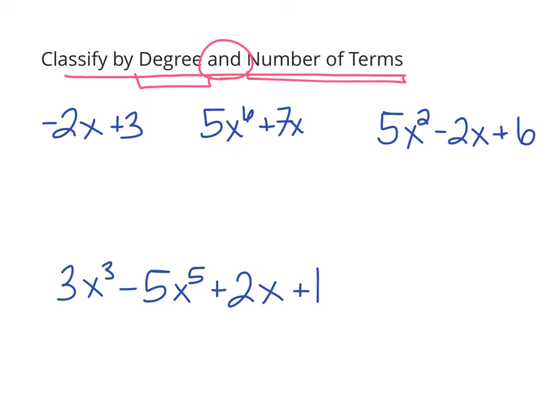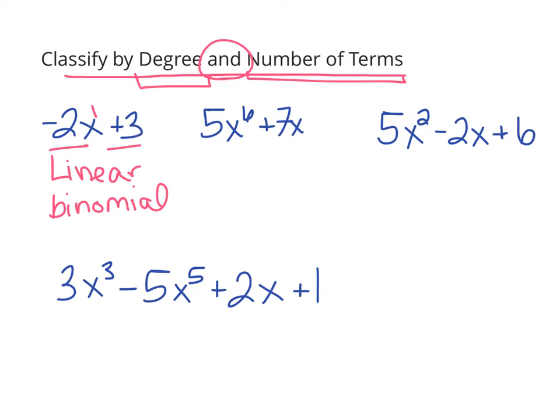So the first one, negative 2x plus 3, there's 2 terms, so that makes it a binomial. And the highest power on the x is a 1. So this is a linear binomial. And I know that I counted the number of terms first, and then I put the degree, actually naming it first, but that's really how we do it. It's the degree first, and then the number of terms. So it's a linear binomial.